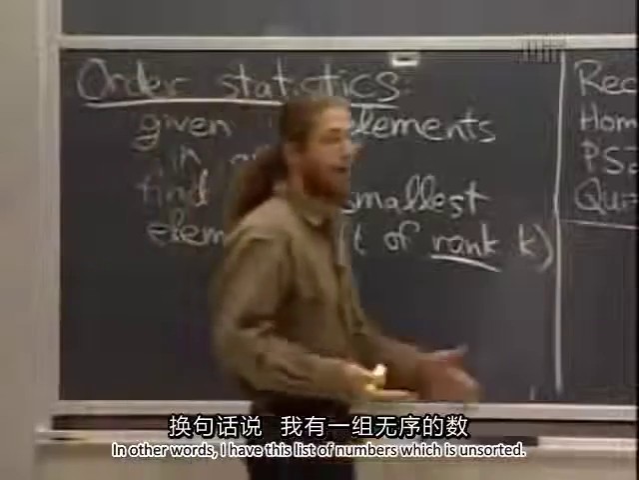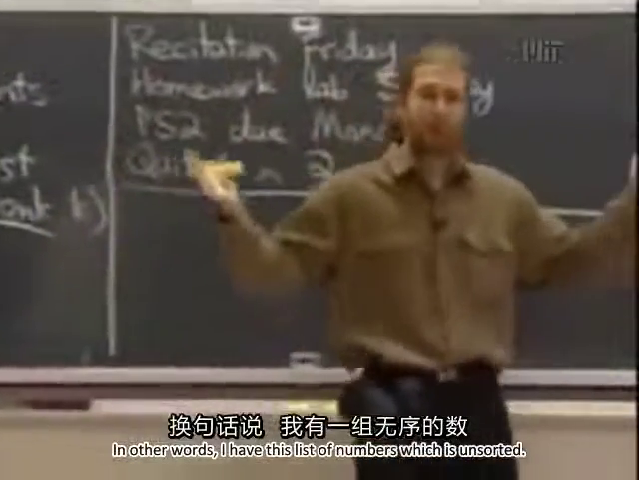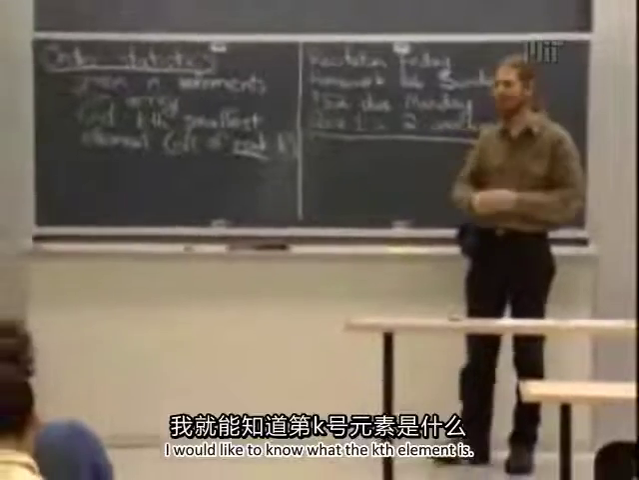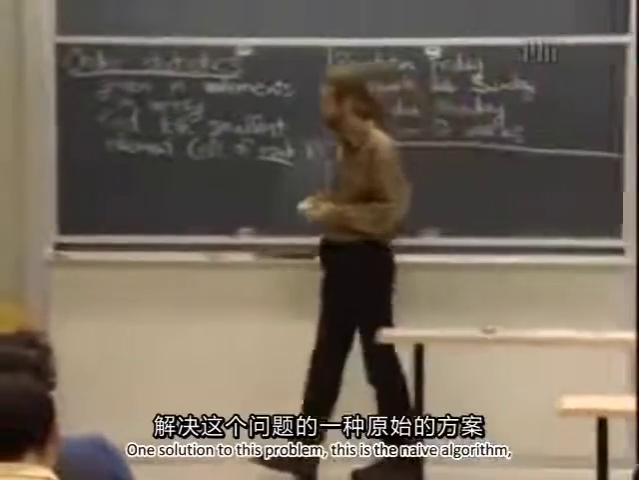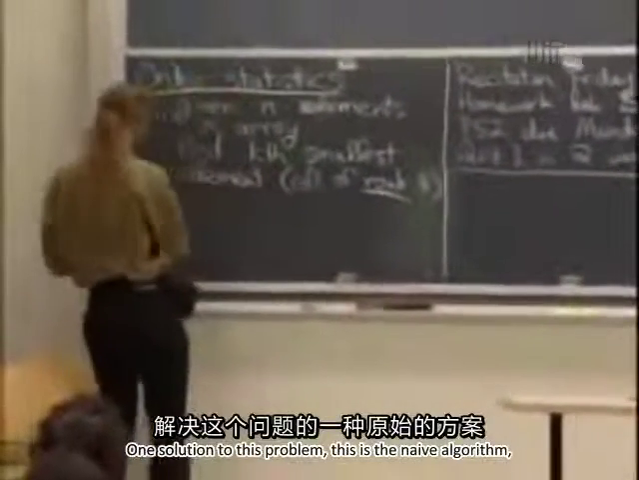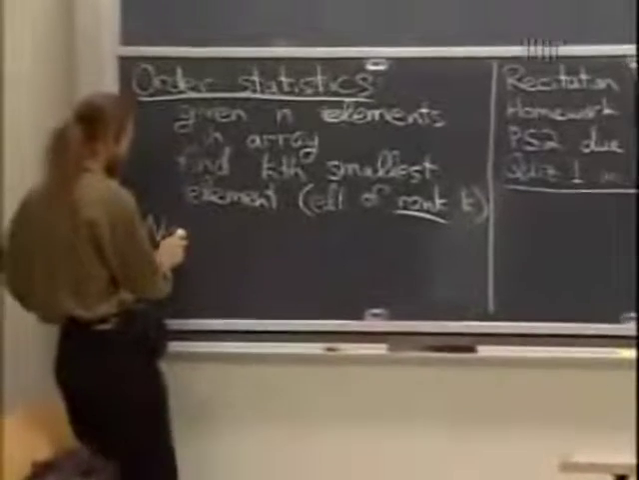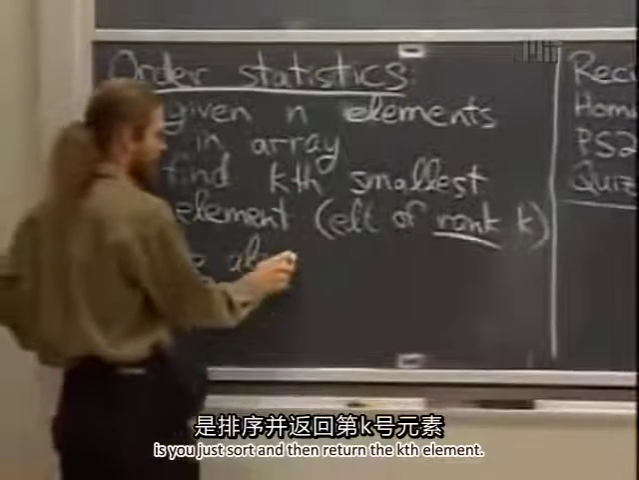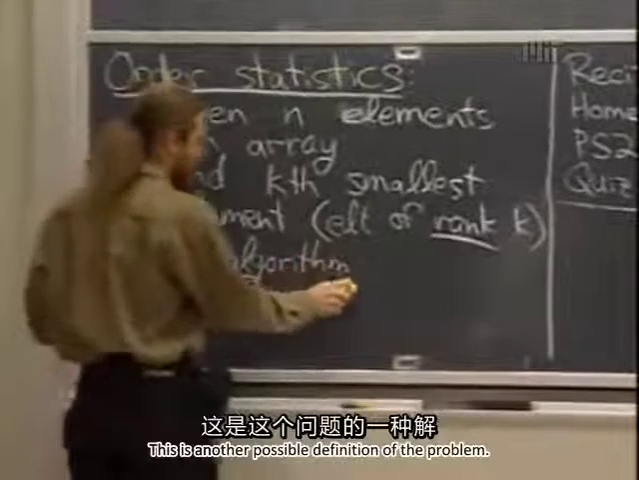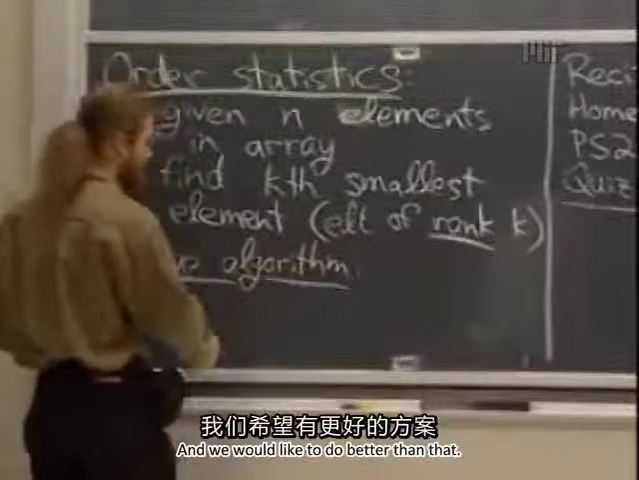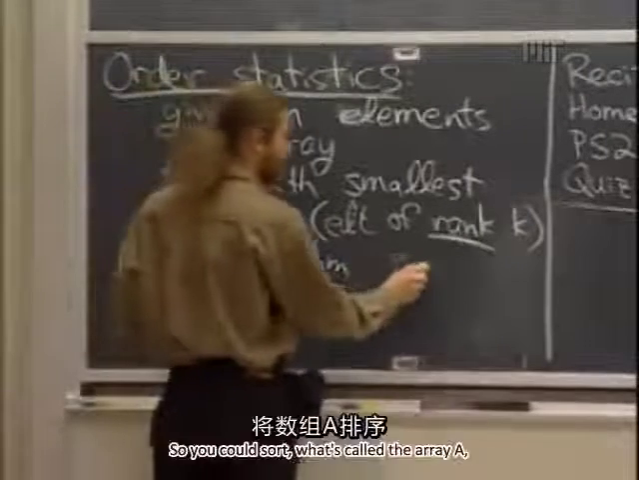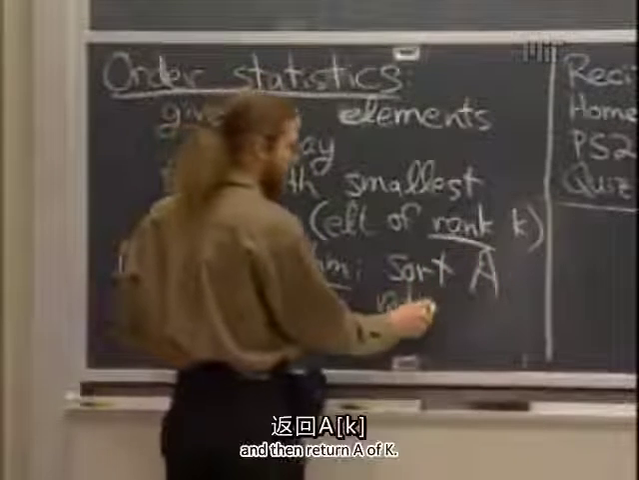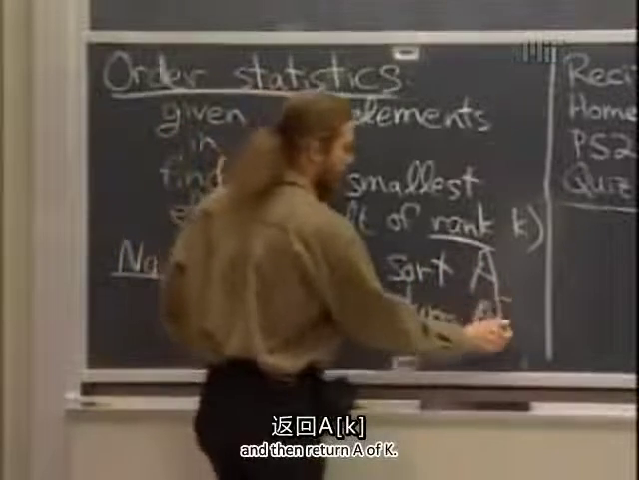So in other words, I have this list of numbers which is unsorted, and if I were to sort it, I'd like to know what the kth element is. Okay, but I'm not allowed to sort it. One solution to this problem, so this is the naive algorithm, is you just sort and then return the kth element. This is another possible definition of the problem, and we'd like to do better than that. So you could sort, let's call the array A, and then return A of k.